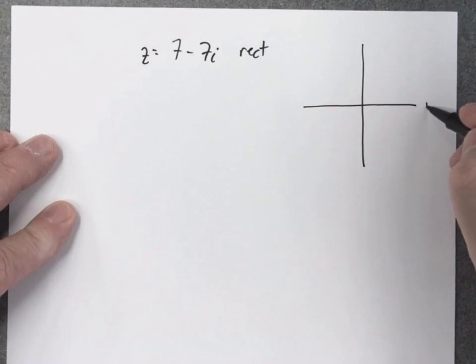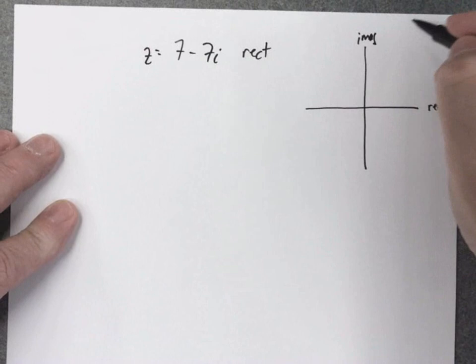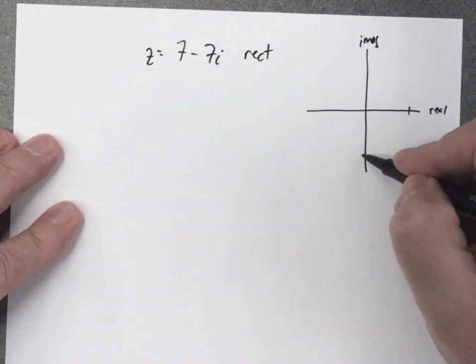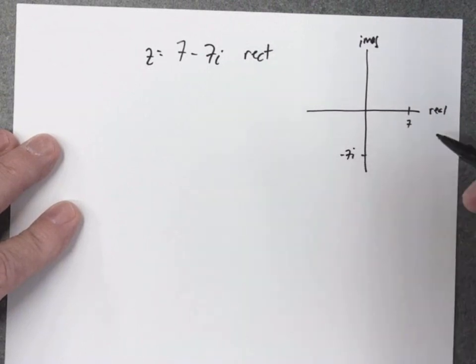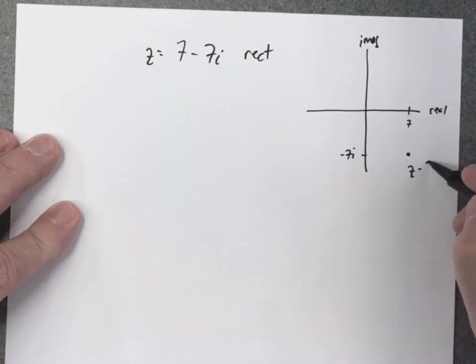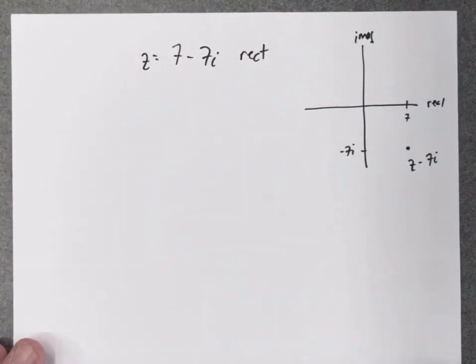Of course this is the real axis, and this is the imaginary axis. So 7 and then negative 7i: if 7's here, then negative 7i is down here. So we would say this point down here is 7 minus 7i. All right, pretty simple.